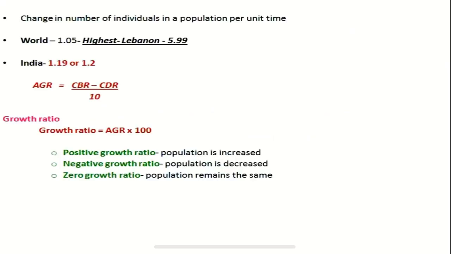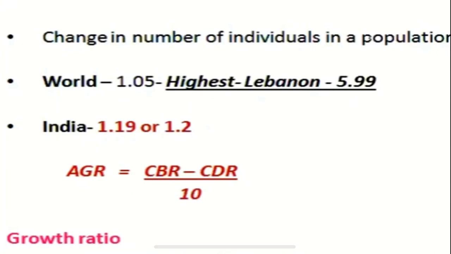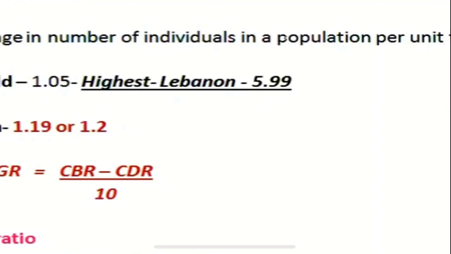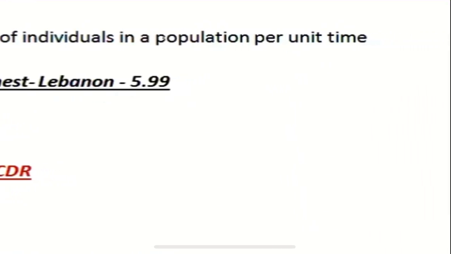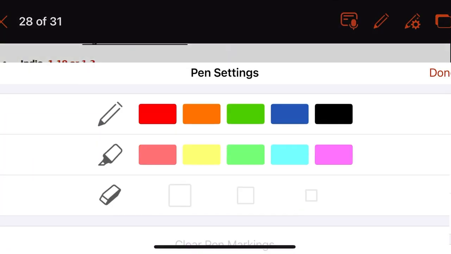The annual growth rate is the change in the number of individuals in a population per unit time. Understand the term annual. Here 10 is considered, it's not annually, we are considering 10. I will tell you why the number 10 has come up here. When there is a growth, you're counting the extra number which are added into the population. In the world, the average growth is 1.05. Highest growth is seen in Lebanon, that is 5.99.